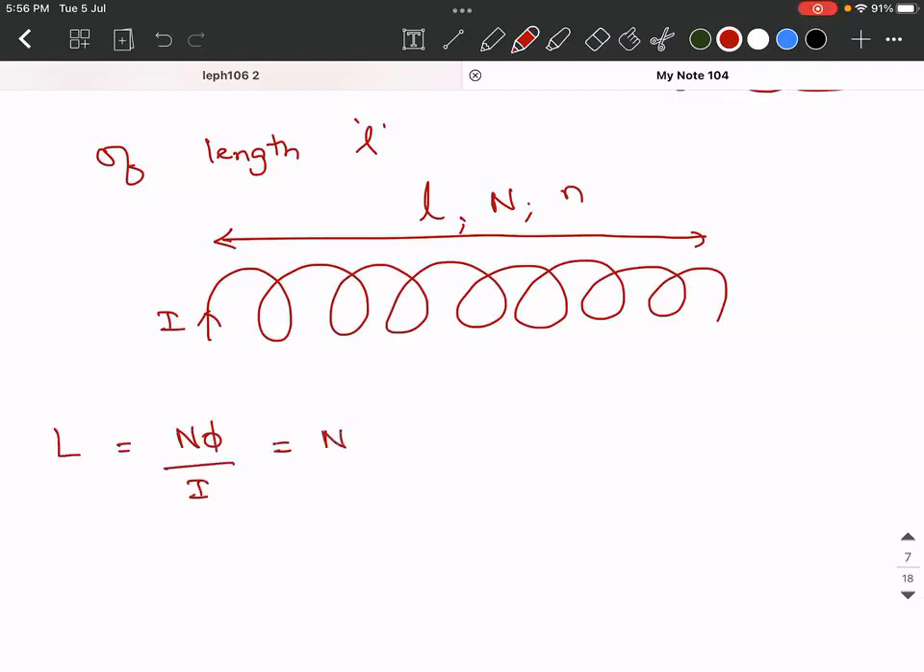So N is the number of turns. What is the value of phi, guys? It is B into A into cos 0 degrees. Why did I write B cos 0? Because the area vector is this side and the magnetic field is also in the same direction. Those who are online, are you able to understand?